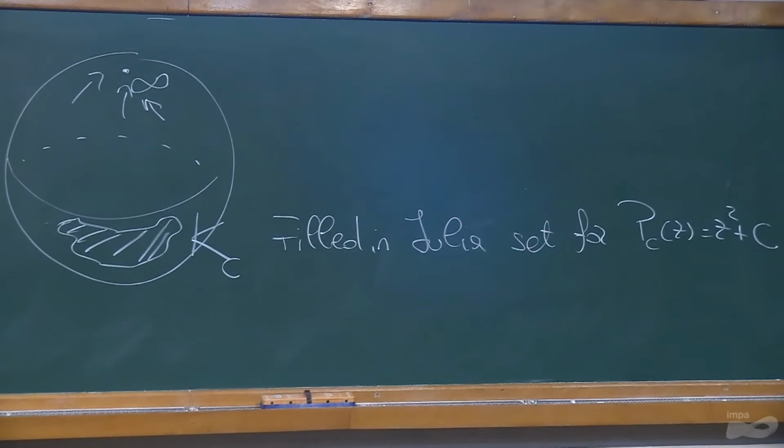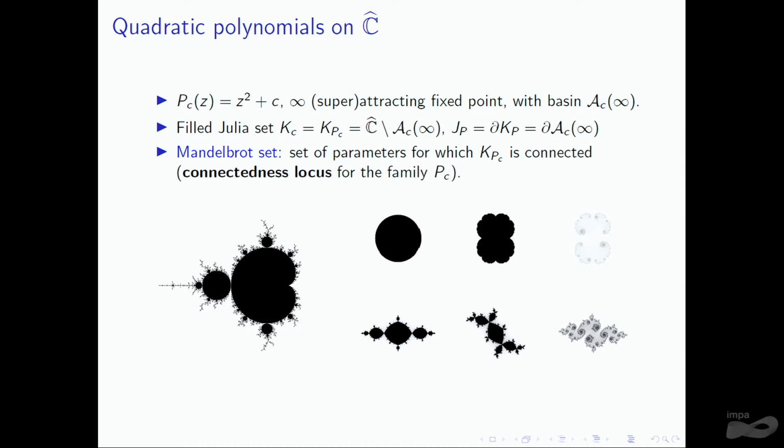Here I drew several filled Julia sets for several values of c. Here you see c equals 0. Here you see c equal 1/4. And here c is equal to 1/4 plus epsilon. And here are other parameters. The first thing that one notices is that these sets are connected and these sets are not.